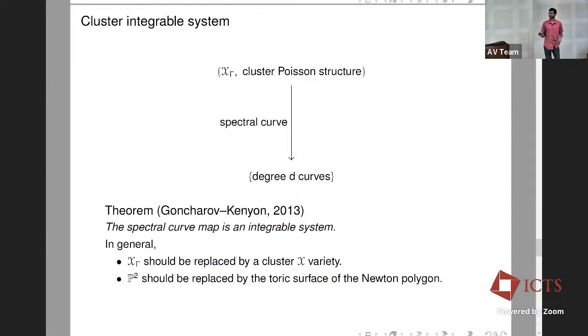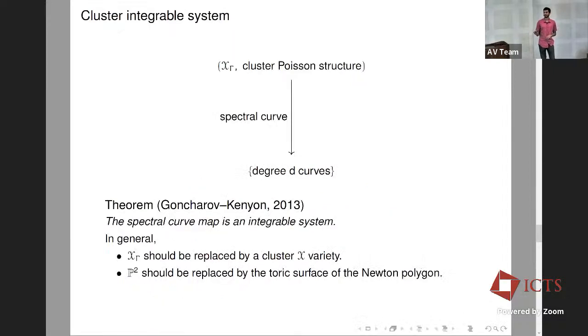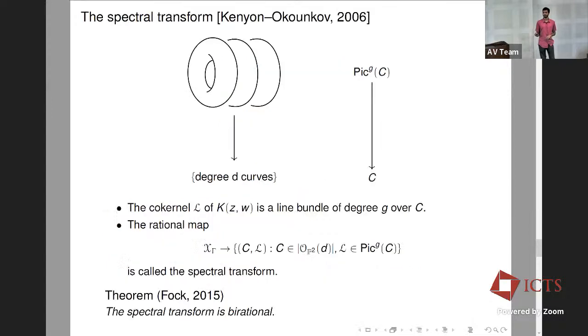So the next slide is about the fibers. We have this fibration, so a natural question is, what are the fibers? What do they look like? This is where the map of Kenyon and Okounkov called the spectral transform comes into the picture. We got the curve as the determinant of a matrix called the Kasteleyn matrix. If you also take the cokernel of the Kasteleyn matrix, this defines a line bundle of degree G over the curve. It's not too hard to see that it has to be a line bundle supported on the curve, but the degree is harder to calculate. But always the cokernel is a line bundle of the appropriate degree.